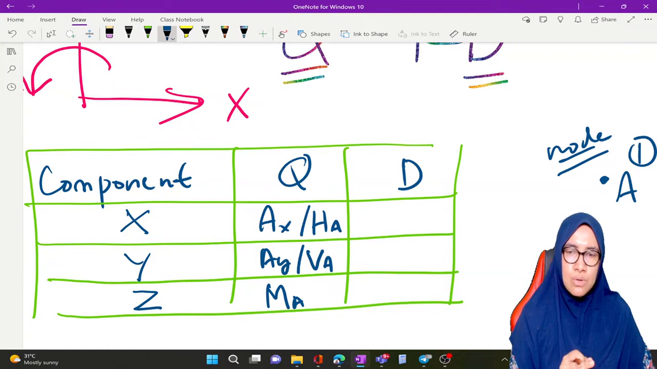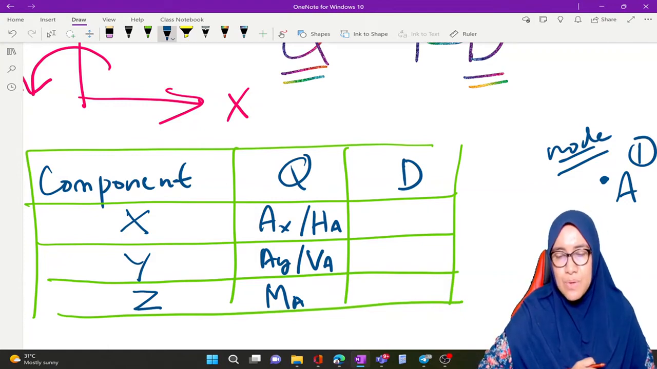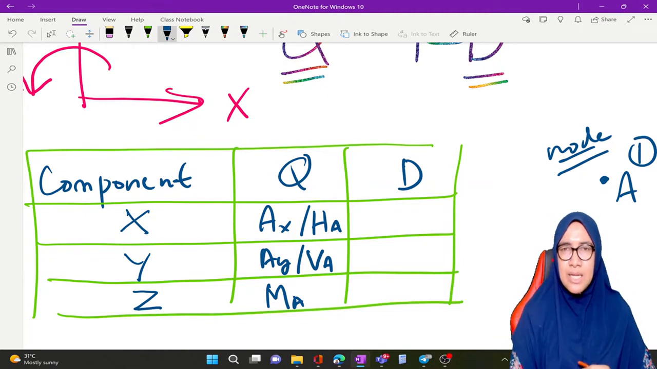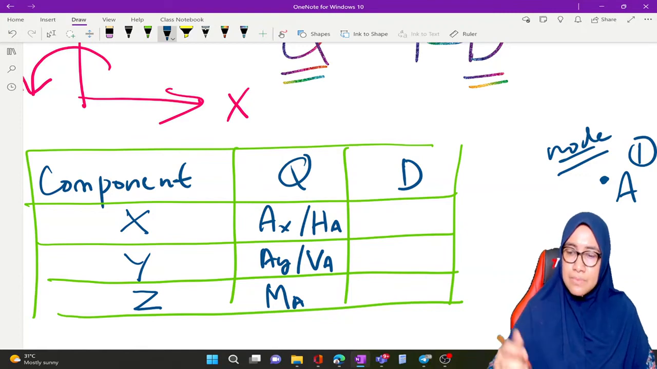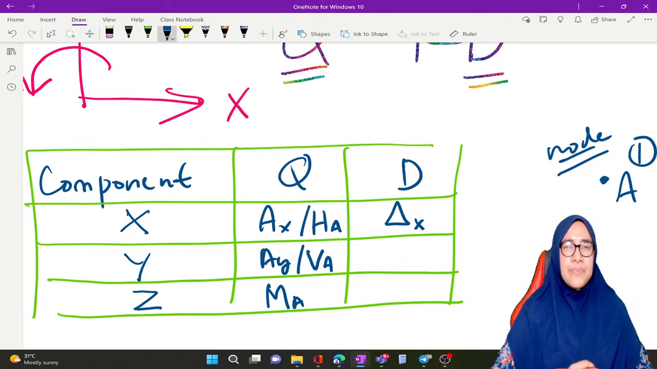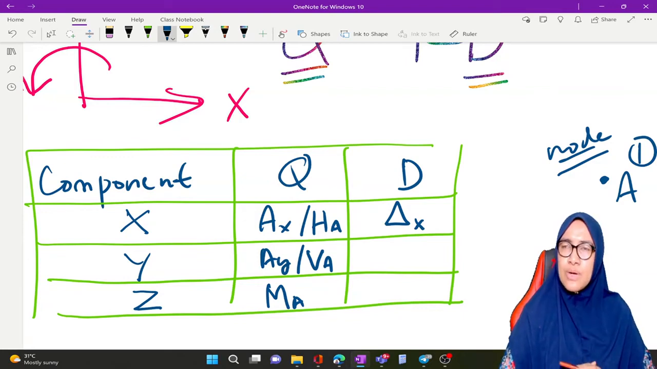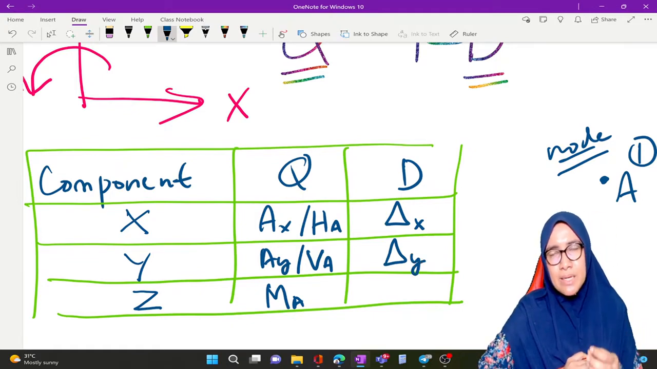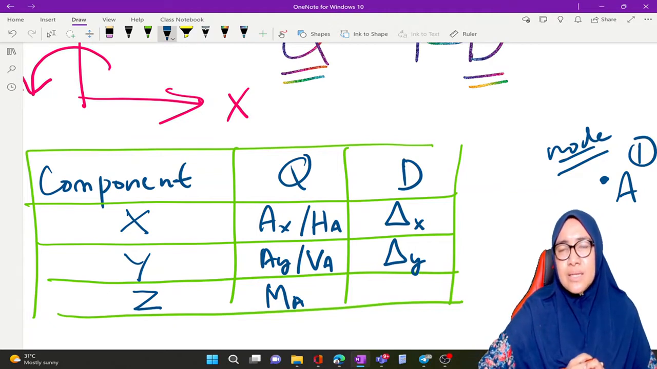So displacement also has 3 components. In static analysis, we have 3 components, X, Y, and Z. So we have horizontal displacement, which conventionally we label as delta in X. For Y component, we label also as delta, delta Y. And Z is rotational displacement.